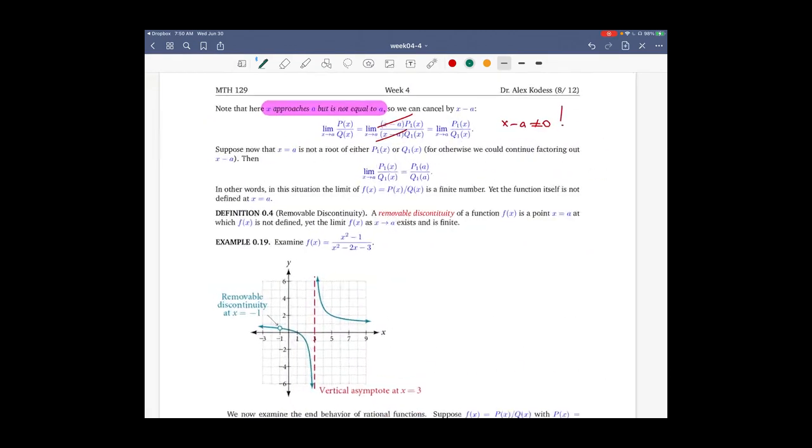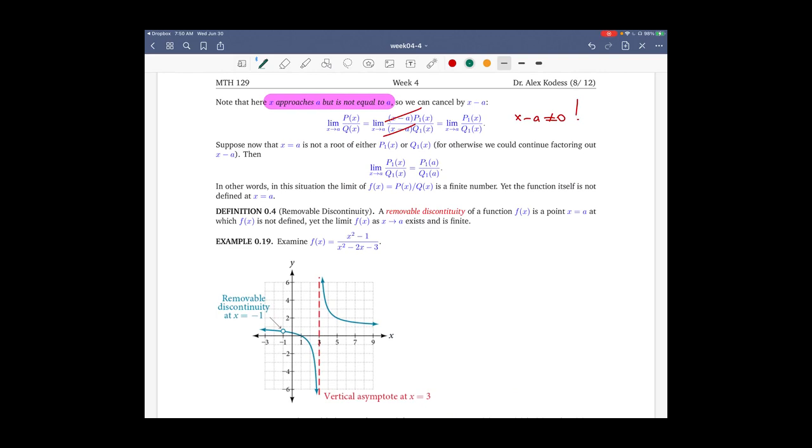Yet, despite f being undefined at this point A, the limit at that point exists and is finite. It's this value P1 of A over Q1 of A. A point like this is called a removable discontinuity. There's a special name for situations like this. A removable discontinuity. That's a point where a function is not defined, yet the limit at that point exists and is finite.